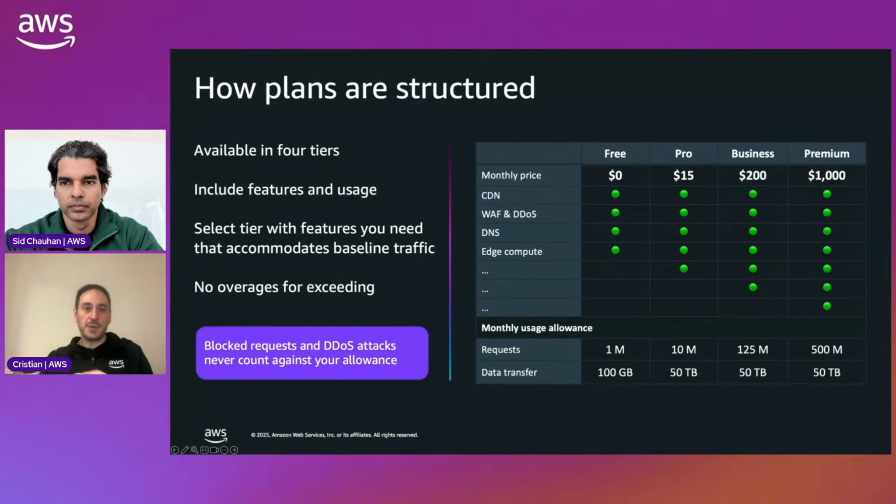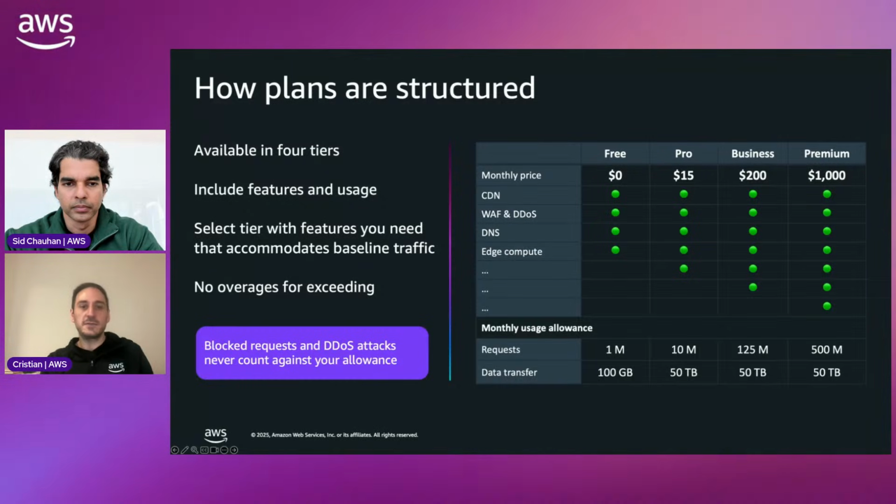So what you can see at the bottom is this monthly usage allowance. This is the amount of usage that the plan is designed for. So for example, the free tier goes up to 1 million requests and 100 gigabytes. The pro tier, though, goes up to 10 million requests. Then it goes up from there. So these usage allowances, these are not hard limits. They're soft limits. Basically, they're guidance for you to know where you should situate your application.